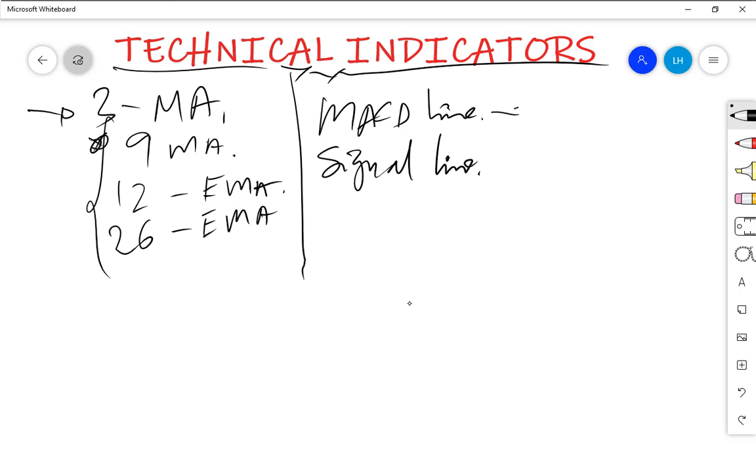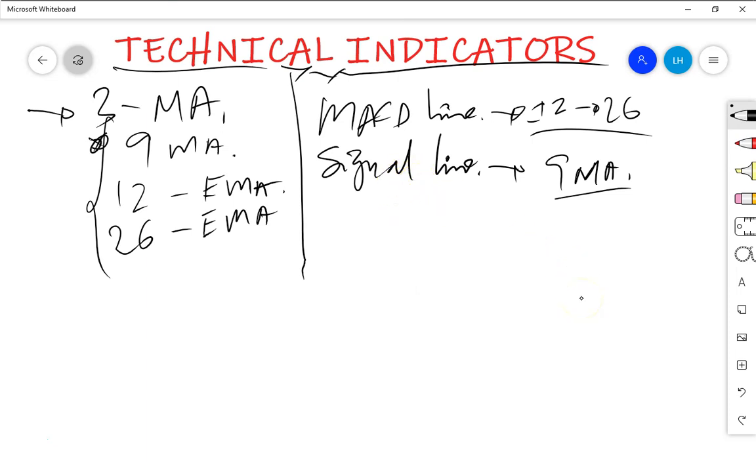The MACD line is the product of the difference between a 12 moving average and a 26 moving average. The difference between those two moving averages gives what we call the MACD line. And we also have a signal line. The signal line is straightforwardly a 9 period moving average. It is just a single moving average, a nine period moving average, and it gives the signal line.